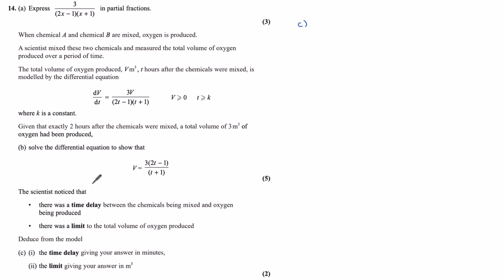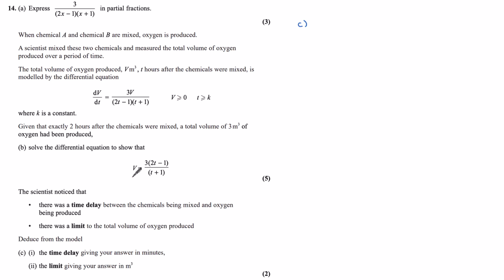The scientists noticed that there's a time delay between the chemicals being mixed and the oxygen being produced. There was also a limit to the total volume of oxygen produced. Deduce from the model, (i) the time delay, giving your answer in minutes, and then (ii) the limit, giving your answer in meters cubed. So what do we mean by time delay? There's a time delay between the chemicals being mixed and the oxygen being produced.